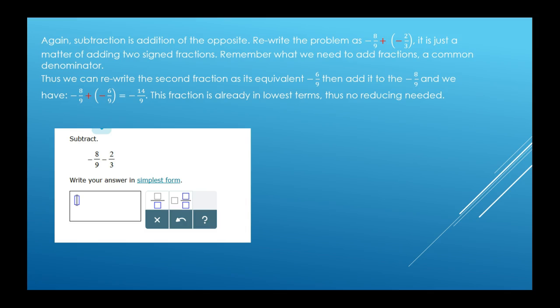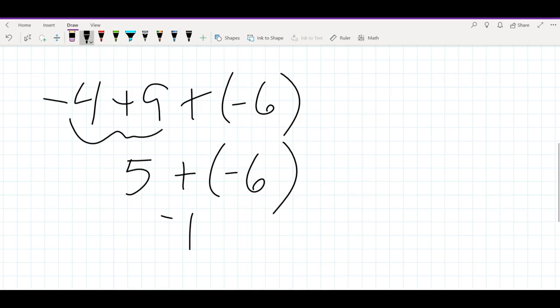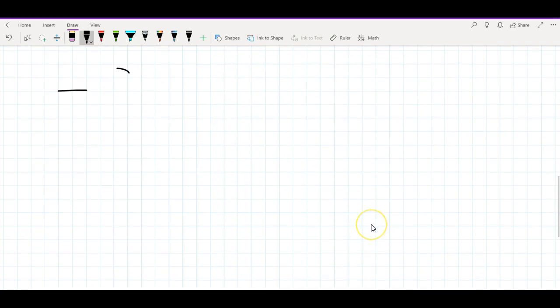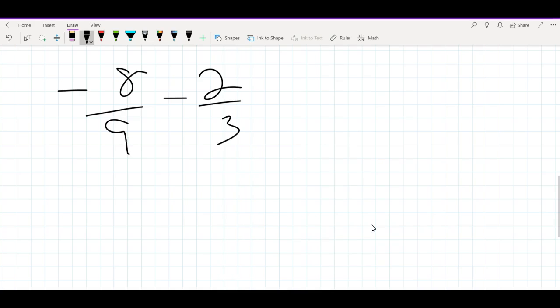Now it works the same with fractions. The only thing you have to remember is when you're adding or subtracting fractions, you need the common denominator. So you can rewrite these again as addition of the opposite. So we have negative 8/9 and a minus 2/3. And we'll rewrite that as negative 8/9 plus a negative 2/3.